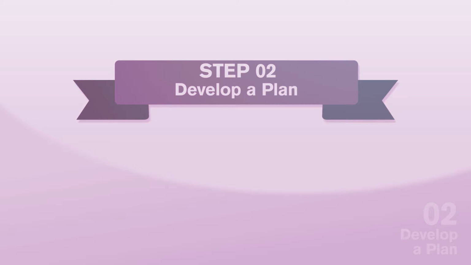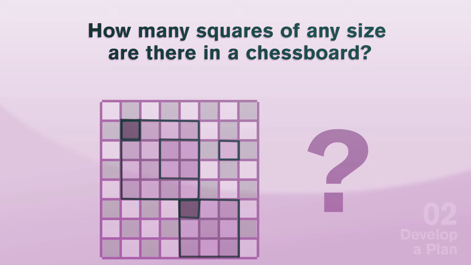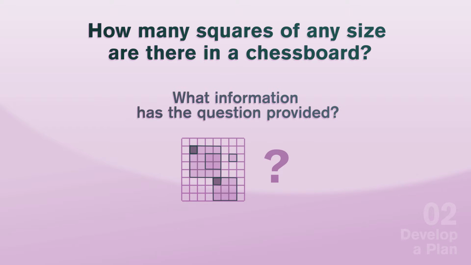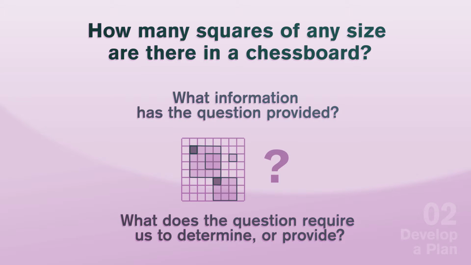Step 2, develop a plan. To create a plan, we need to ask ourselves several questions. The first question is, what information has the question provided? We also need to ask ourselves, what does the question require us to determine or provide? In this question, that is obvious. What is the total number of squares?